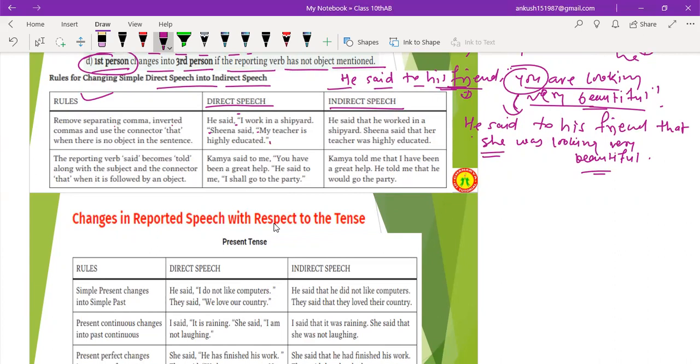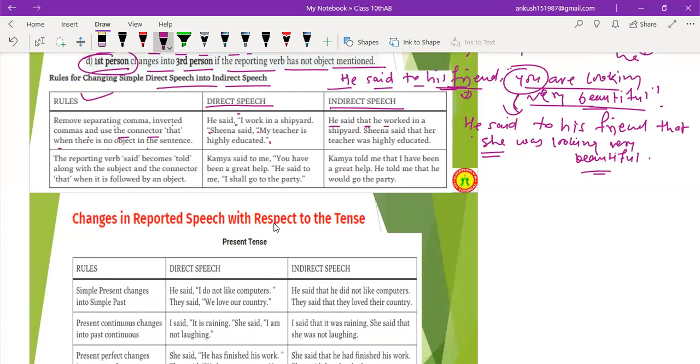This is a mixed example given over here. Use the connector "that" when there is no object in the sentence. There is no object in the sentence. See here: He said, "I worked in a shipyard." Sheena said, "My teacher is highly educated." So how would these sentences be transformed?